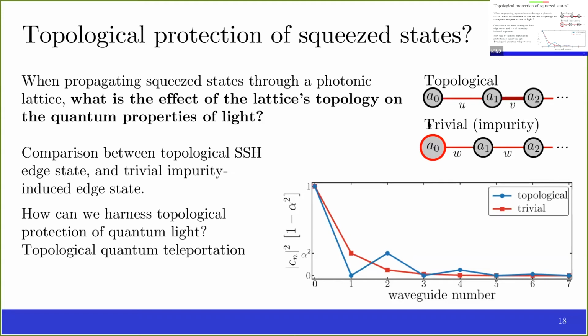We compare these two systems and introduce symmetry preserving and symmetry breaking forms of disorder, hopping and on-site. And finally, we ask ourselves, how can we harness the topological protection of quantum light? And for this, we simulate a quantum teleportation protocol that is topologically protected.